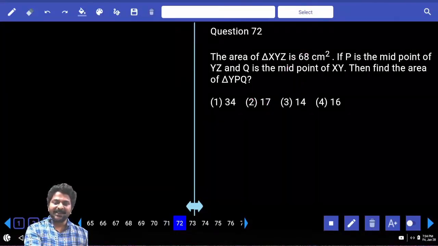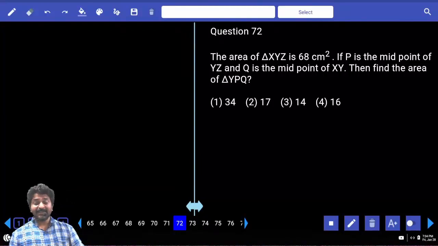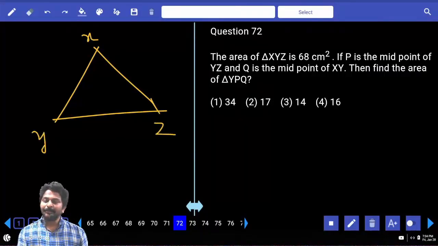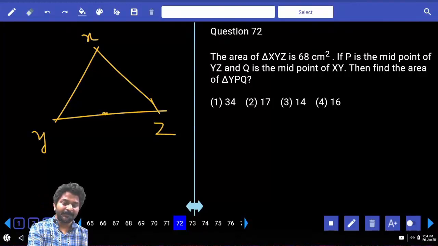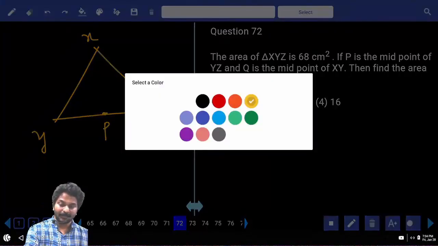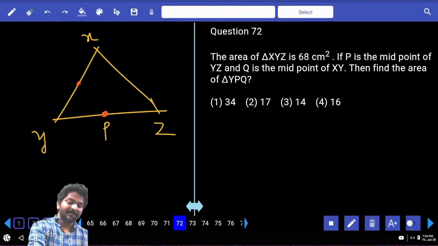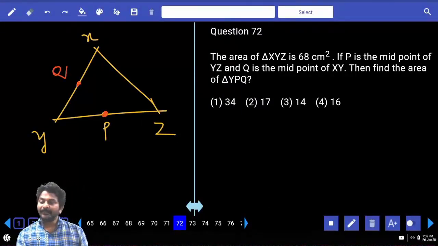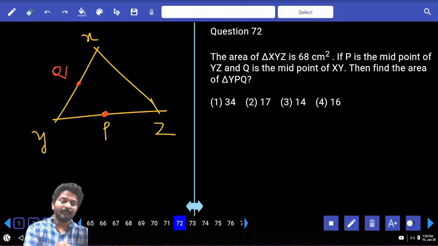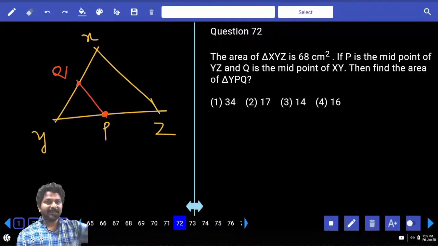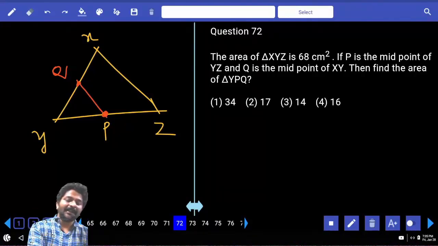The triangle XYZ, area of XYZ is 68. P is the midpoint of YZ. So here is P. Next, Q is midpoint of XY. Here it is Q. Then find the area of YPQ, this area. Between the XY side, I'll take midpoint as R.